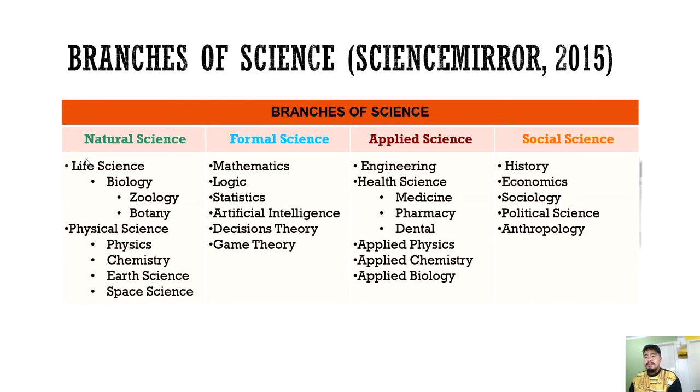Then the third one would be applied sciences. The application of sciences in real life situation. So we have engineering, di ba? So we have the School of Architecture and Engineering. Dito papasok yung mga civil engineering. So the application of a combination actually of these physical sciences and applied it to real life. Then we have health sciences, so medicine, pharmacy, dentistry, applied physics, applied chemistry, then applied biology.